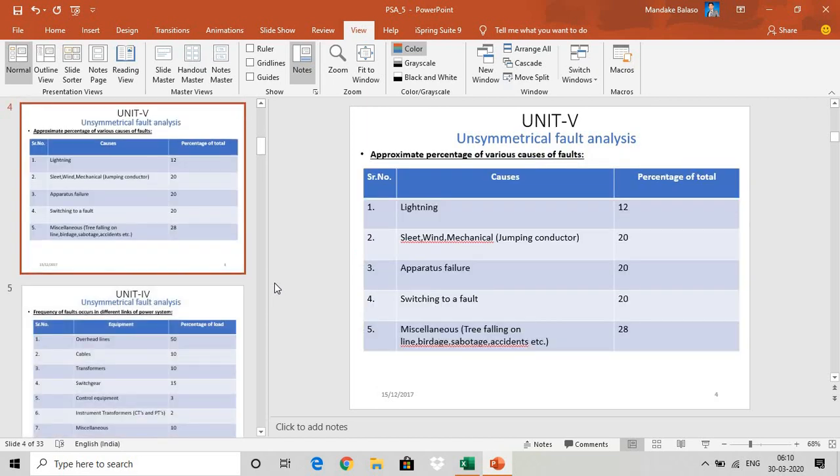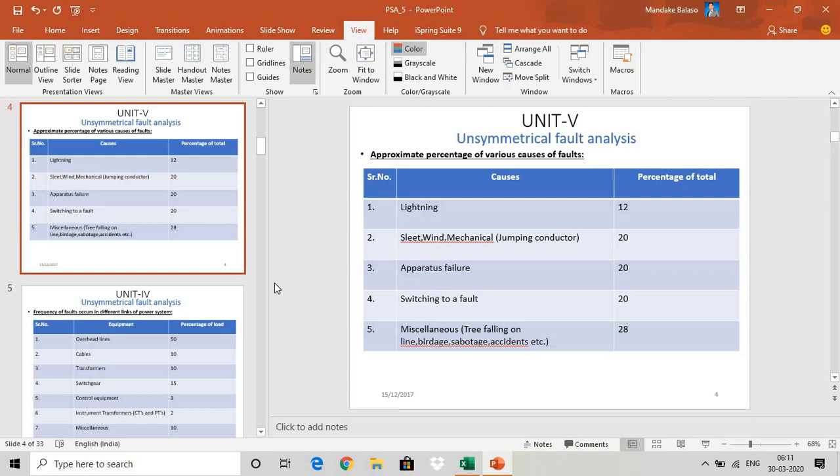Now, if we discuss the approximate percentage of the various causes of faults, till now we have discussed different reasons, but mostly faults occur because of lightning, almost 12% of the total faults, whereas faults caused by sleet, wind and mechanical reasons like jumping conductors are 20% of the total. Faults caused by apparatus failure are 20% of the total. Faults because of switching to a fault are 20% of the total. And miscellaneous reasons like trees falling on lines, birds, sabotage, accidents, etc. are 28% of the total faults.